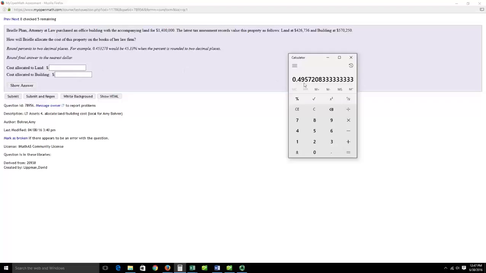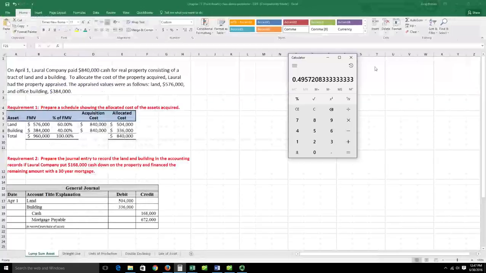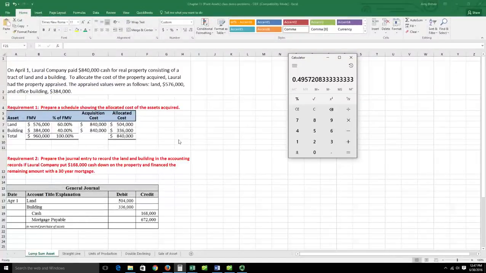If you just rounded this to 49% and multiplied that times the 1.4 million, your number would be way different than if you take it out 2 decimal places and do the 1.4 million times 49.57%. Okay, so make sure you're rounding this to the nearest 2 decimal places when you're converting to a percent. My example here just happened to round to a nice, neat whole number, so we didn't have to worry about it in this example.